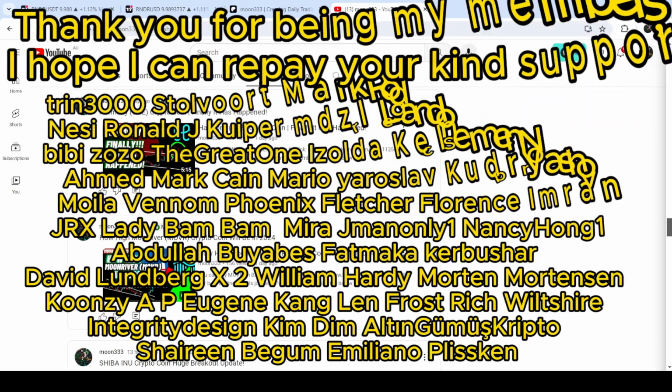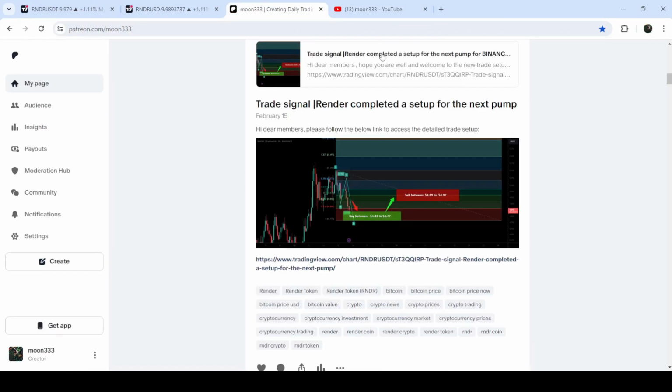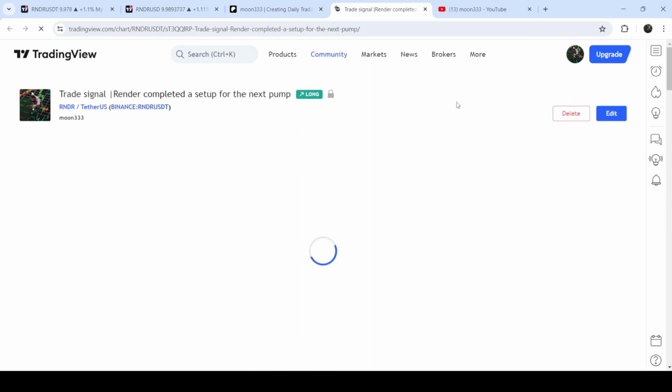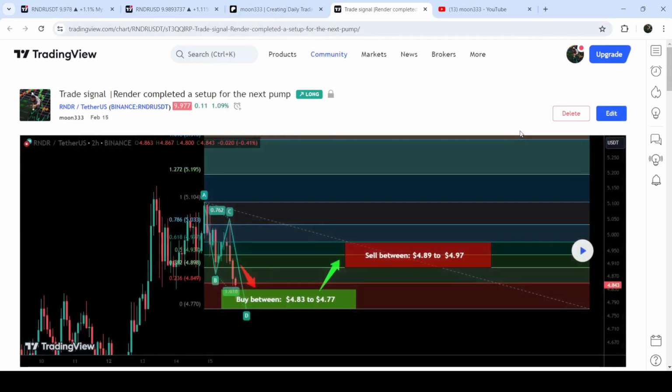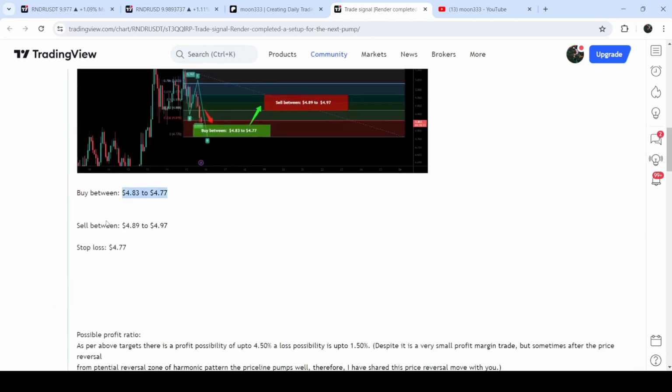So let's start the analysis. And first of all, let me begin with my most recent trade signal for Render that I shared, by the way, on 15th of Feb 2024 with my members. And that was a harmonic bullish reversal AB equal to CD move that Render formed on a 2-hour time frame chart with US dollar pair. And this was a complete trade setup. This was the buying zone and sell target zone and the stop loss.